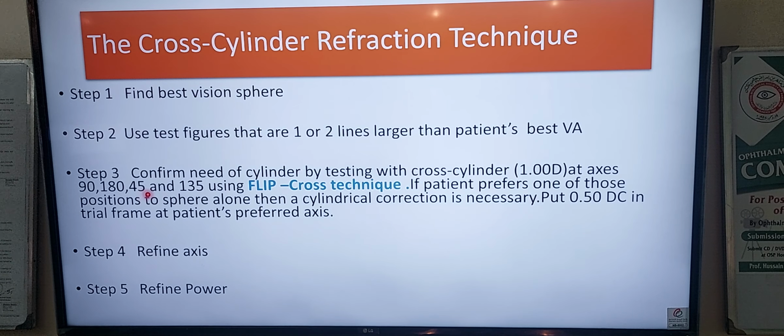Step 3 is to confirm the need of cylinder by testing with a cross cylinder of 1 diopter power at axis 90, 180, 45 and 135 using the flip cross technique. If the patient prefers one of those positions to sphere alone, then a cylindrical correction is necessary, and put 0.5 diopter cylinder in the trial frame at the patient's preferred axis. Step 4 is to refine axis and step 5 is to refine power.